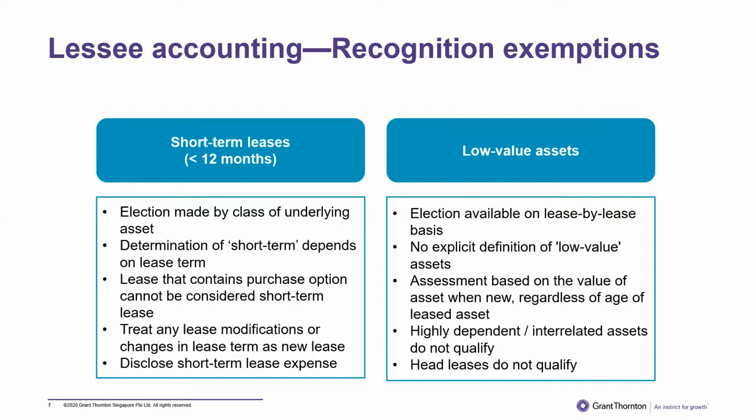A couple of other points to note: election is made by an underlying class of asset. So when you put your ROU asset on your balance sheet, it will go to the respective class of assets in the PPE: building, property, equipment, cars, etc. This election has to be made for an underlying class of assets. As I said, the determination of short term depends on the lease term. Lease terms that contain a purchase option are not considered short term. So if you have a lease which gives you an option to buy it at the end of the lease term, you can't apply this, because you have effectively transferred risk and reward of ownership of that asset to you.